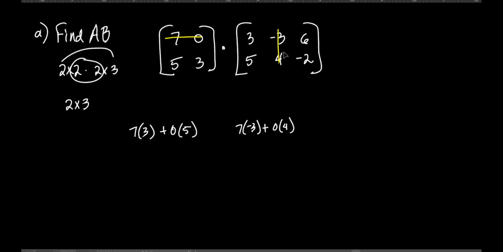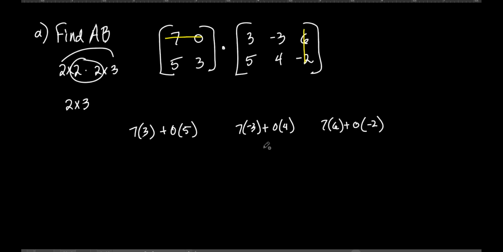Everybody got that? All right, let's move this over. Now I'm going to go 7 times what? 7 times 6 plus 0 times -2. Thank you. Yes. All right. So we've done that.